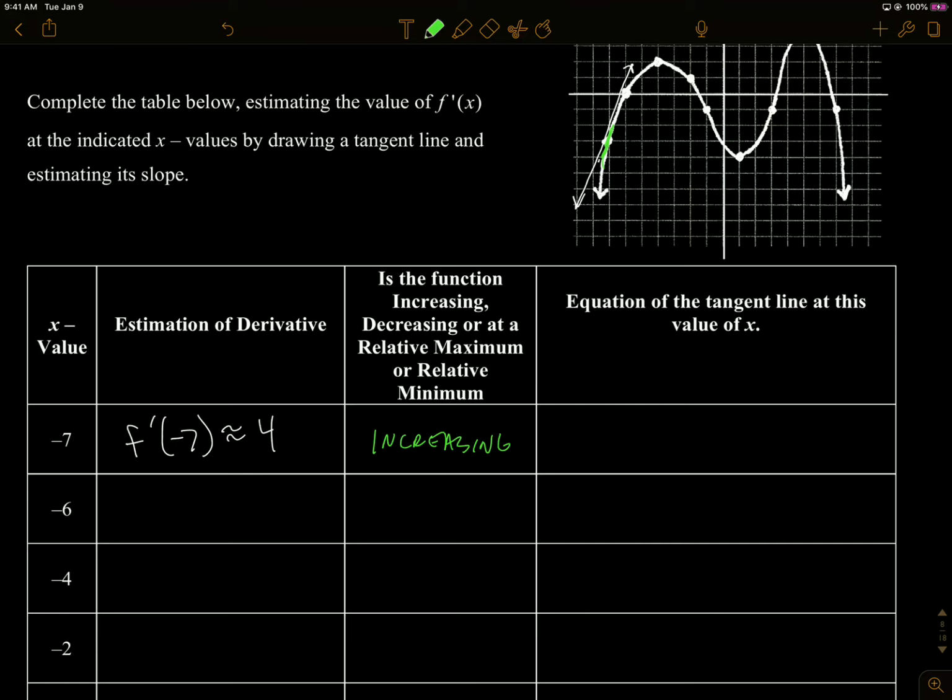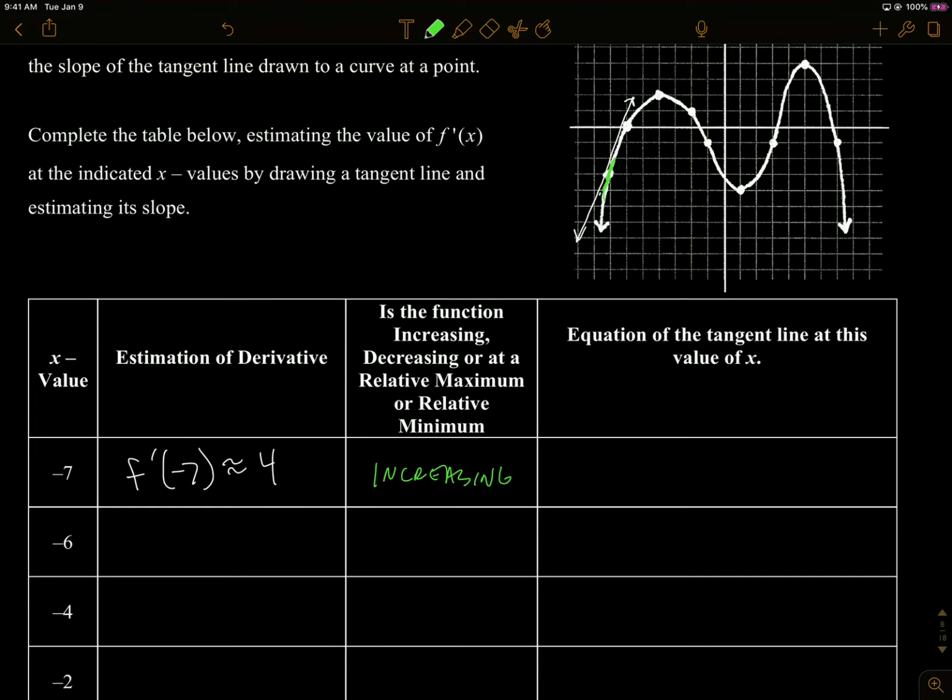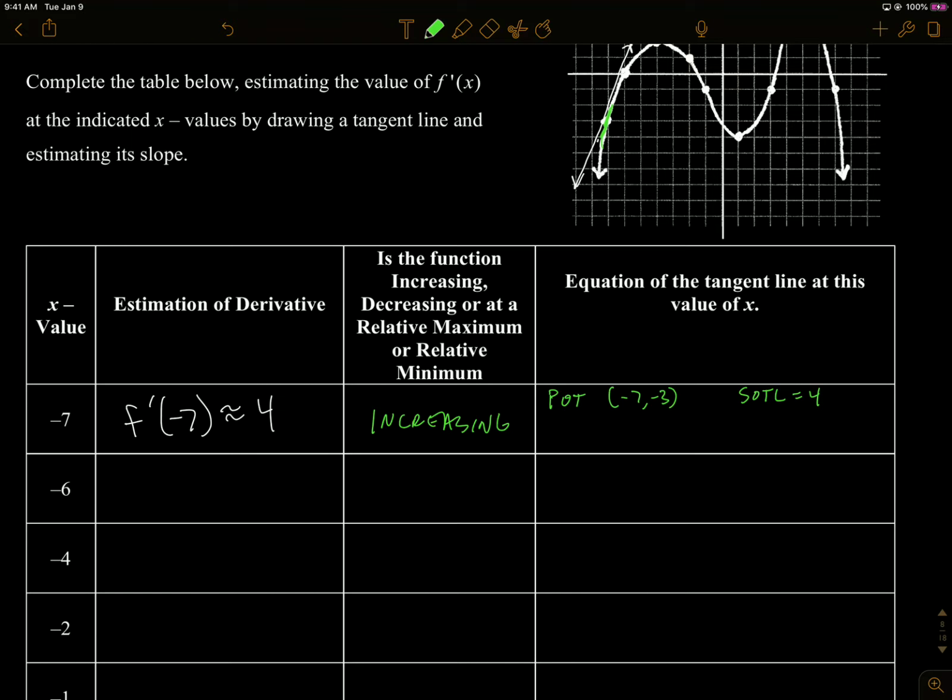Equation of the tangent line at this value of x. Well, we know that the derivative, if we're estimating it to be 4, our point of tangency is -7, -3. Our slope of our tangent line is, we're saying, approximately 4. So if we write the equation, it's going to be y plus 3 equals 4 times x plus 7.